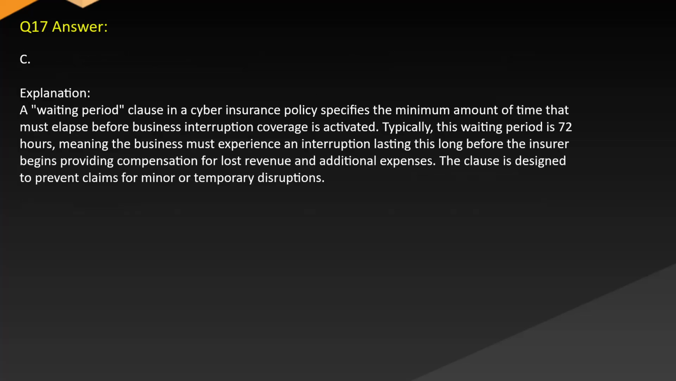Answer: C. Explanation: A waiting period clause in a cyber insurance policy specifies the minimum amount of time that must elapse before business interruption coverage is activated. Typically, this waiting period is 72 hours, meaning the business must experience an interruption lasting this long before the insurer begins providing compensation for lost revenue and additional expenses. The clause is designed to prevent claims for minor or temporary disruptions.